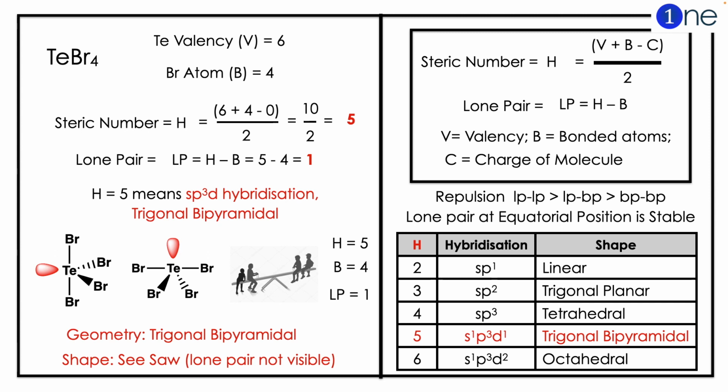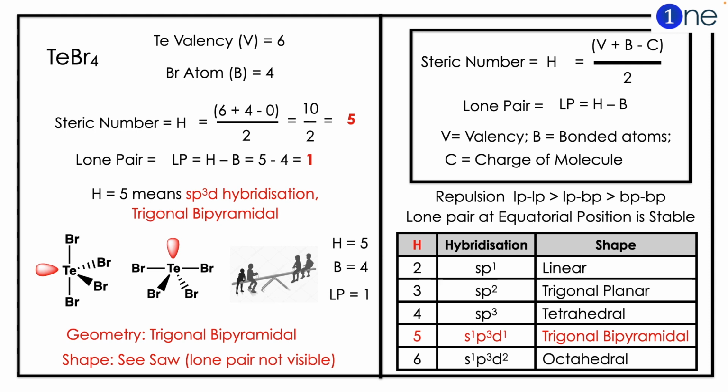Steric number H equals V plus B minus C, whole divided by 2. Here tellurium valency is 6, and bromine atoms are 4. So if you substitute in the formula, the steric number will be 5. Then the lone pair calculation will be H minus B, which equals 1. So H5 means sp3d hybridization, which is trigonal bipyramidal.